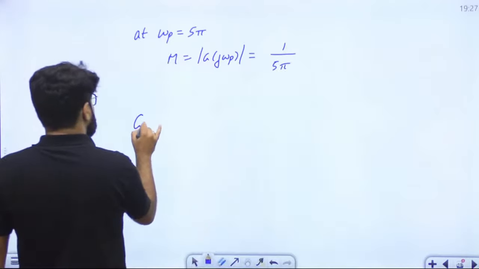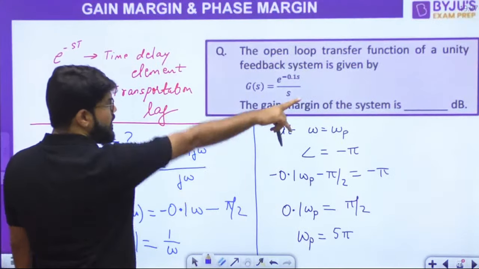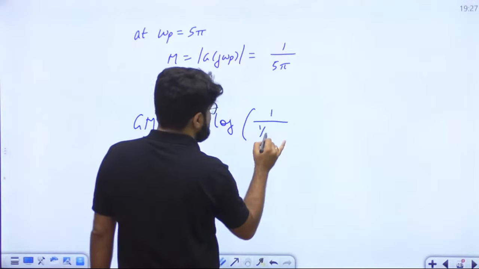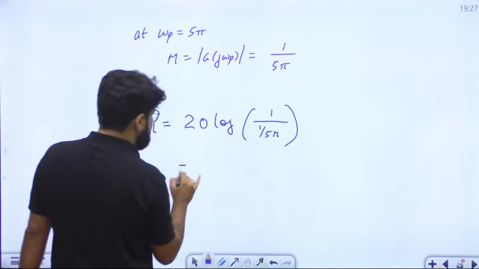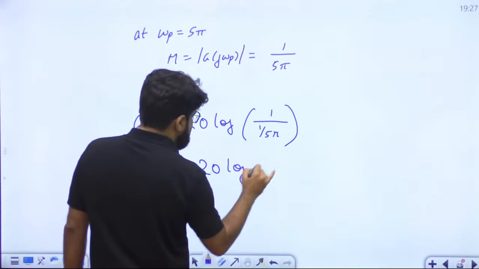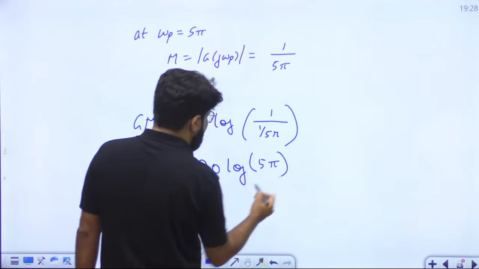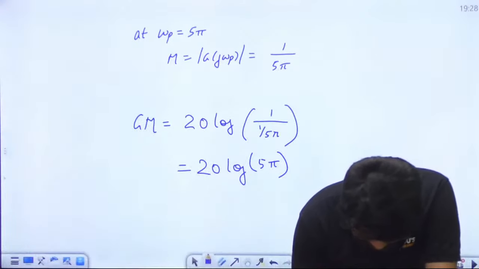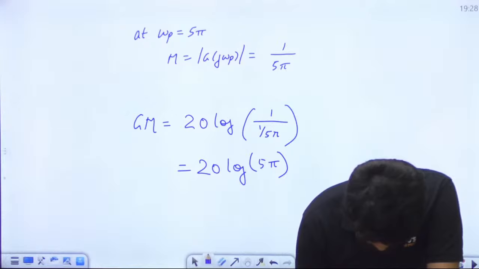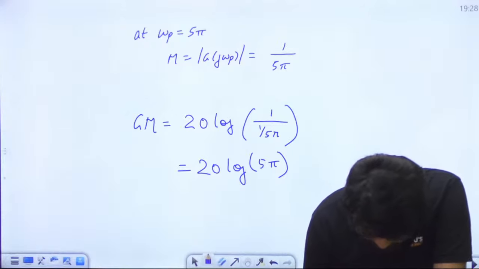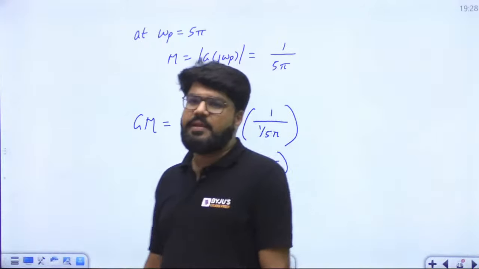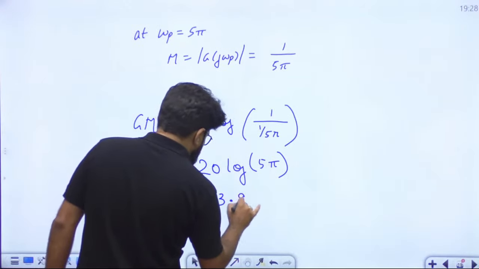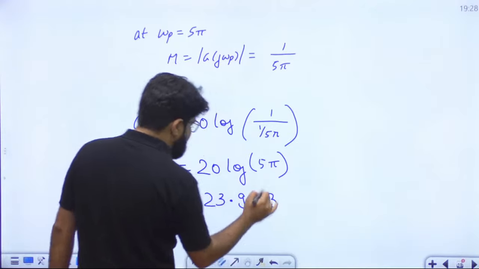So what is the gain margin then? It is asked in decibel? Yes, again decibel. So 20 log 1 upon this magnitude. After taking the reciprocal, this is coming up as 5 pi. 20 log 5 pi is the answer. Let's calculate and write down the final numerical value. After taking the log, 23.9. What is the gain margin for this system? 23.9 decibels.